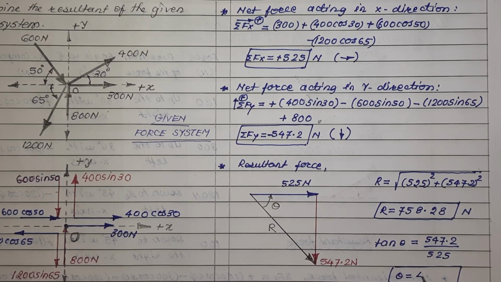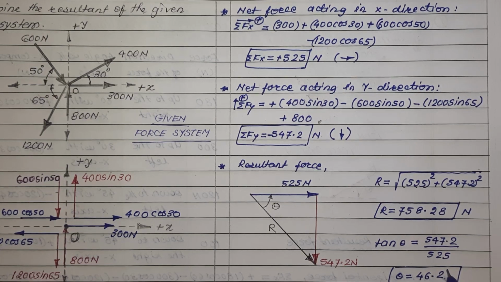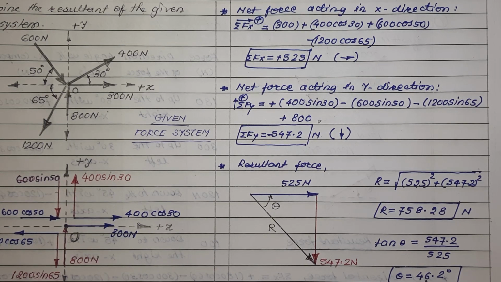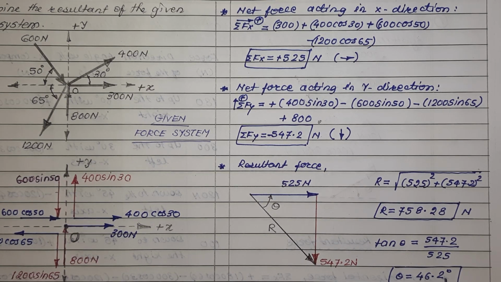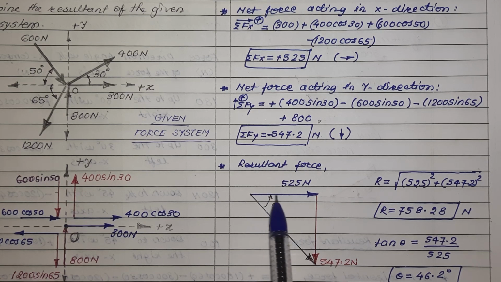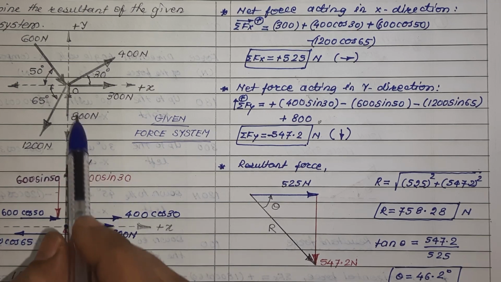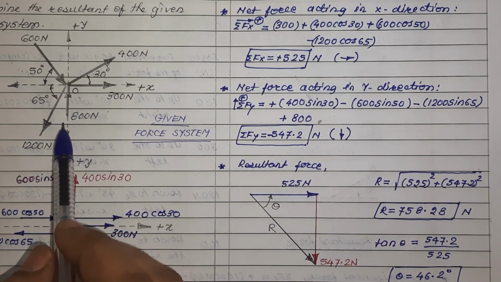Theta comes out to be 46.2 degrees. Thus, we can say resultant of magnitude 758.28 Newton is acting at origin with inclination 46.2 degree. In which quadrant will it act? Since its x component is positive and y component is negative, resultant has direction of down to the right. So this resultant will be acting down to the right in fourth quadrant.